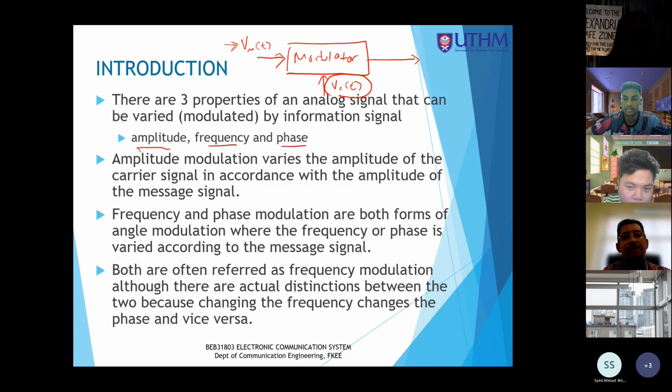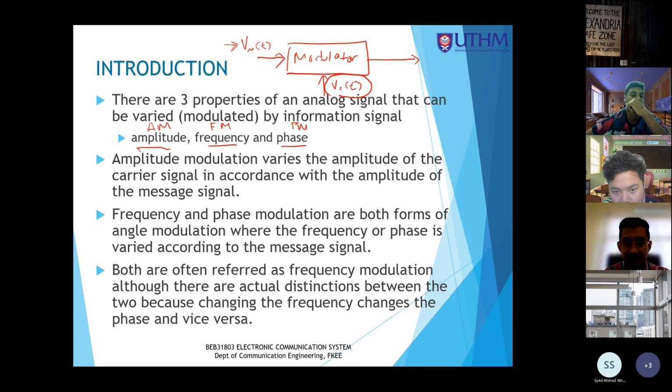Jika berlaku perubahan amplitude pada carrier, maka output yang akan kita hasilkan adalah AM signal, amplitude modulation. Jika frekuensi carrier berubah semasa proses modulation ini, maka kita panggil sebagai FM, frequency modulation signal. Kita akan hasilkan FM signal. Jika fasa carrier berubah semasa proses modulation ini, maka output yang dihasilkan adalah PM signal, phase modulation signal. Okay, so nampak dia ada 3 benda kat sini.